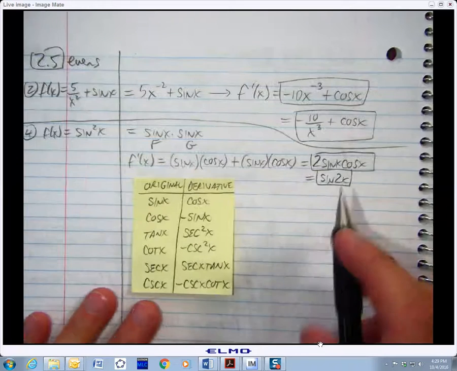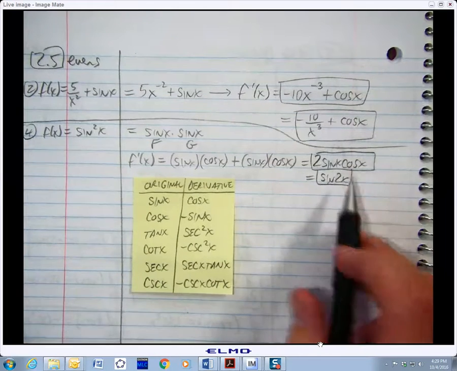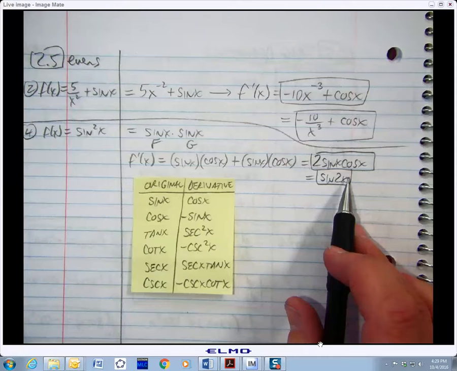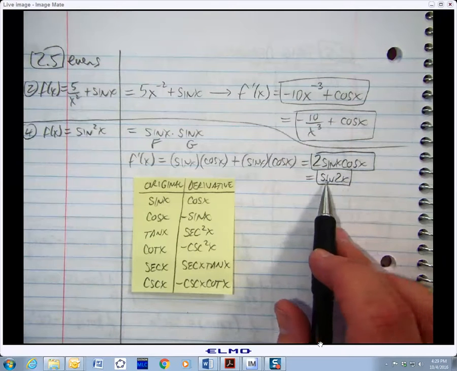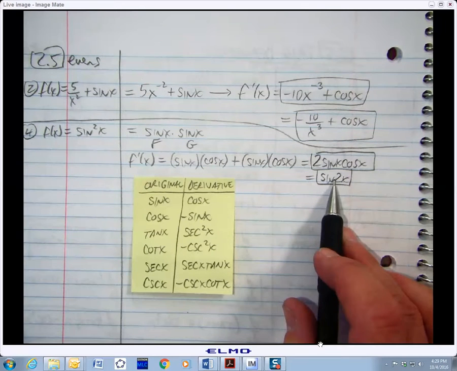I just realized the way I wrote that, it kind of looks like a fraction. It's not. It's either this answer or it's that answer. And I'm guessing if it's multiple choice, they'll probably have you try to find this answer, sine of 2x.